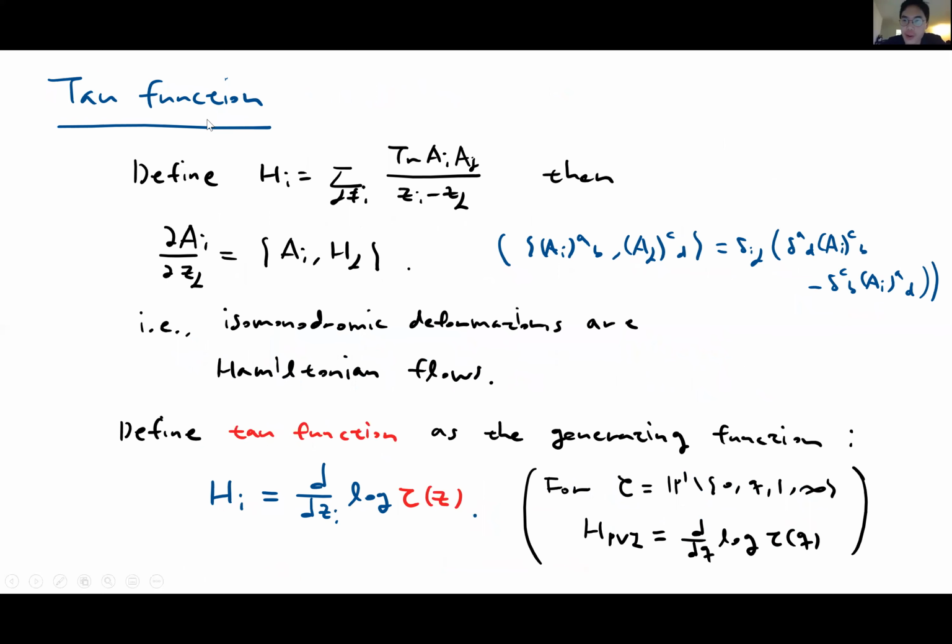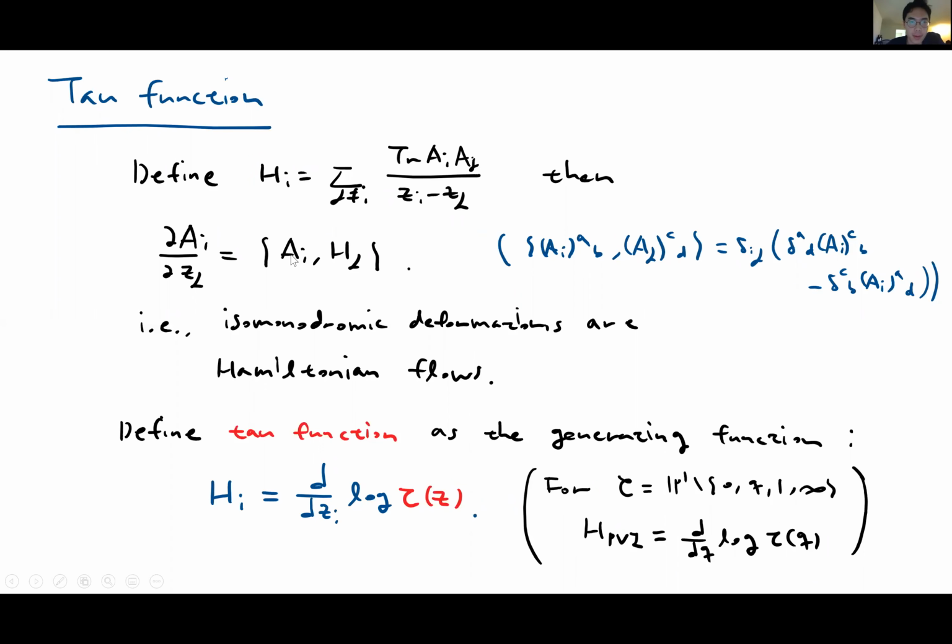We're gradually getting to the field theory, the supersymmetric field theory, and to do that, I have to introduce what is called the tau function. First, let me define the Hamiltonian by this expression, trace of A_i A_j over z_i minus z_j. Then we recognize that the Schlesinger equation can be rewritten as a Hamiltonian flow defined by this Hamiltonian.